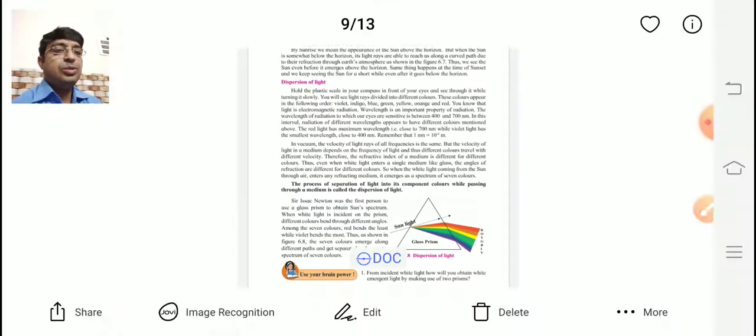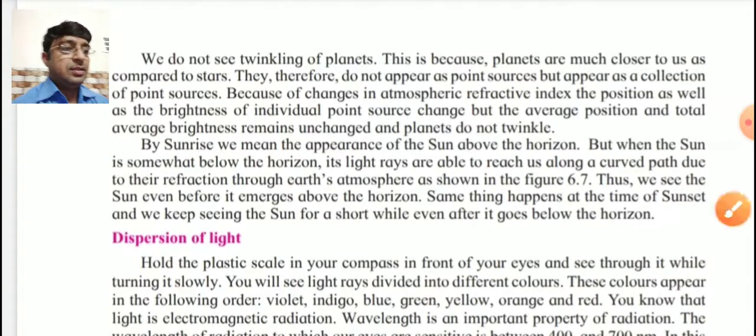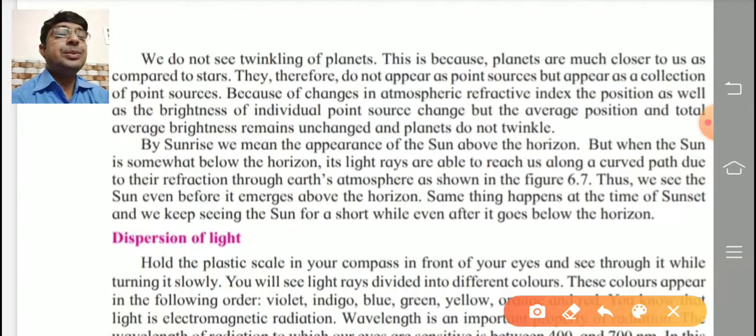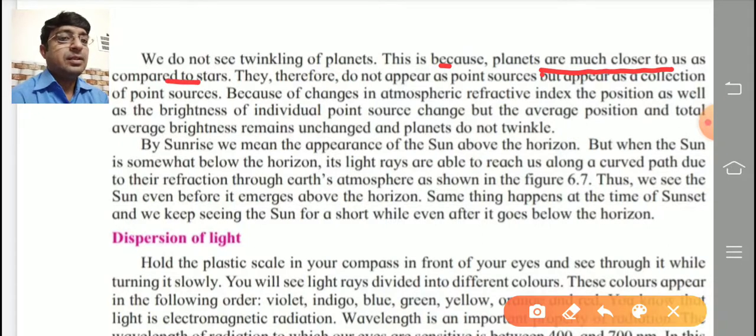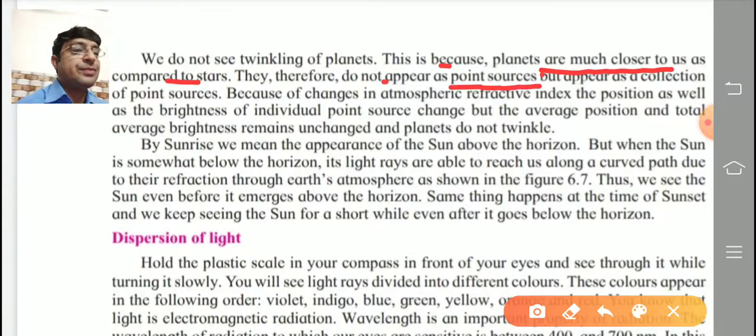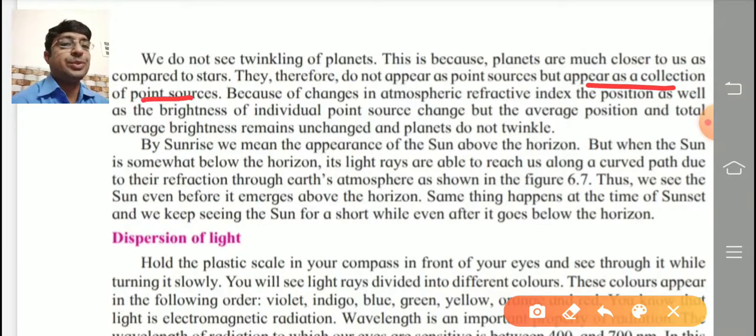Next, 2 more give reason questions are given for us. Next question, why do we not see twinkling of planets? The question can be asked like this: planets do not twinkle. That is a 2 mark give reason question. So what is the answer given here? Check. Because planets are much closer to us compared to stars, therefore they do not appear as a point source, but appear as a collection of point sources.